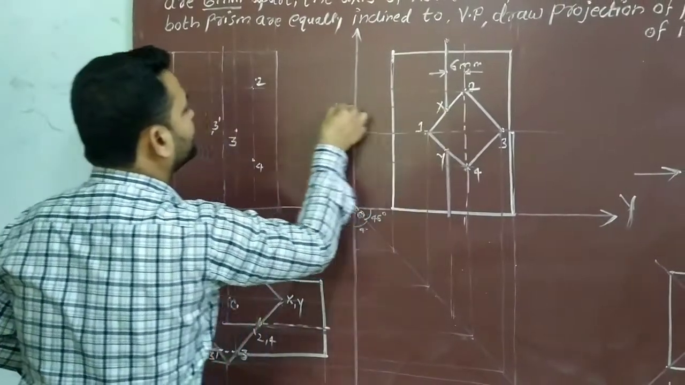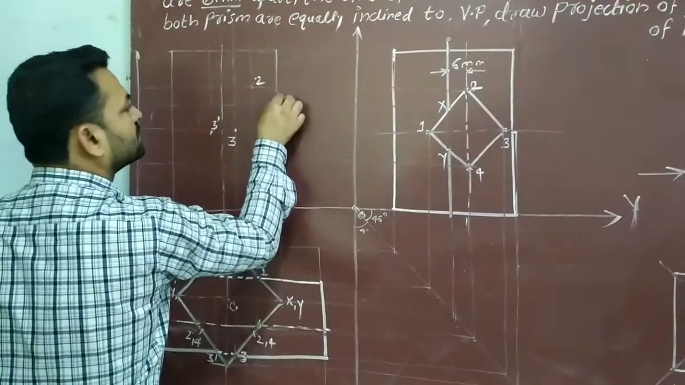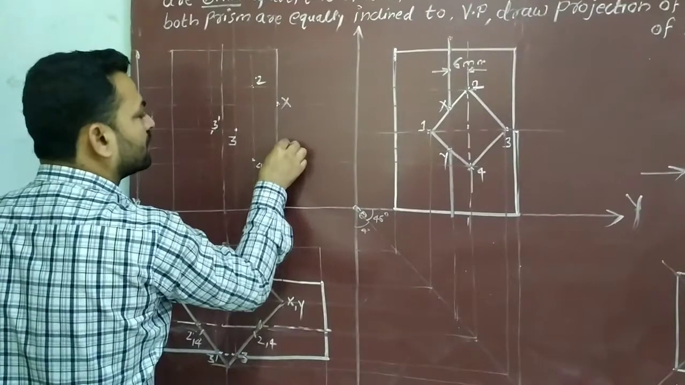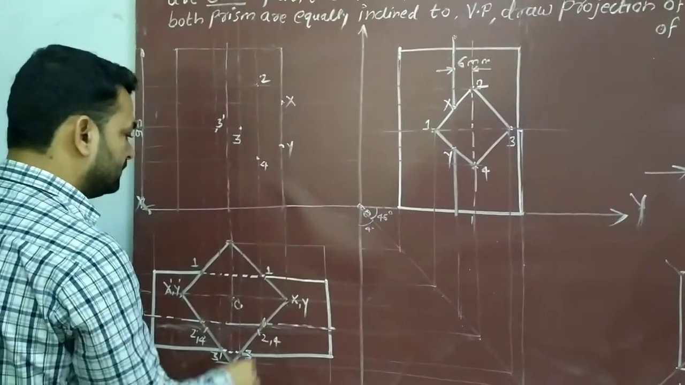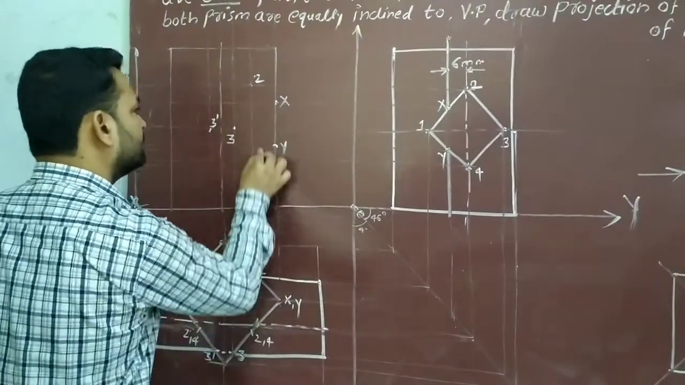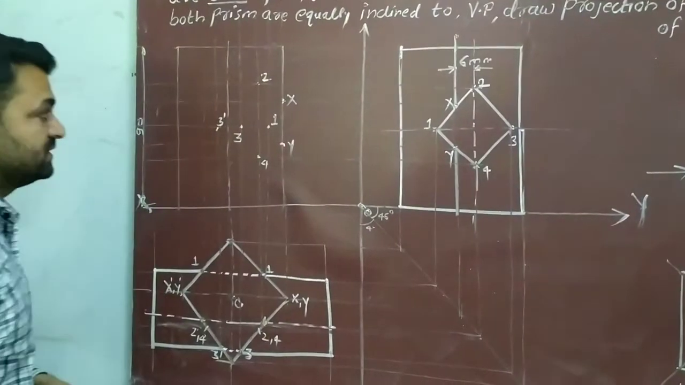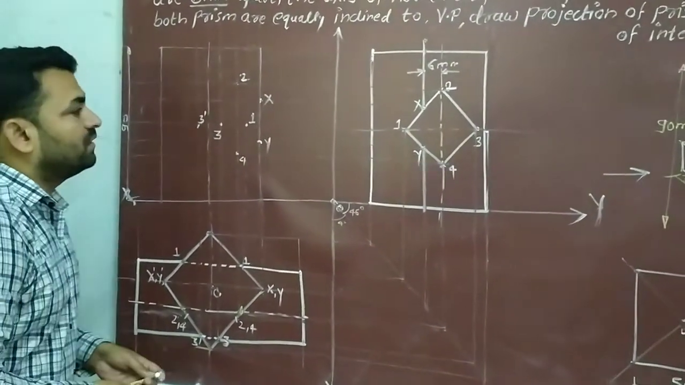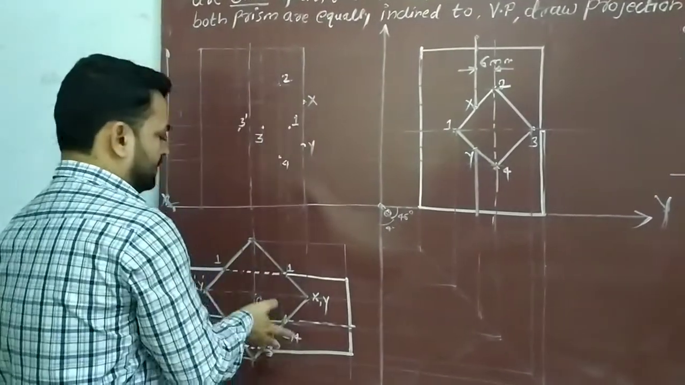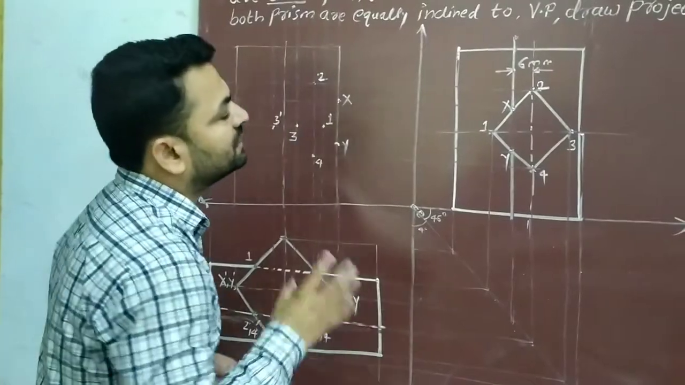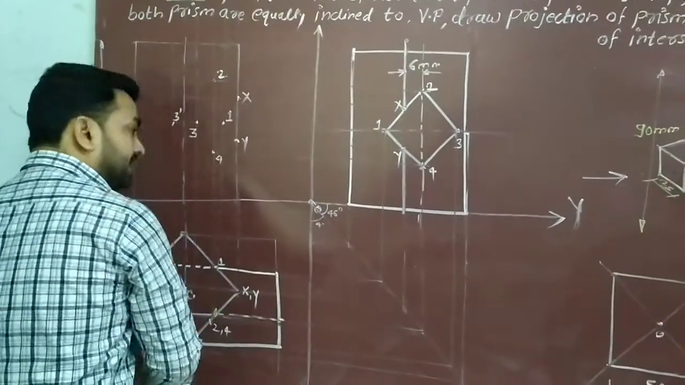Then points x and y are on the vertical line. So here is point x. Here is point y. And finally, point 1 is there. This is point 1. So these are all 4 points. We have taken projection of these from top view to front view. Now we have to clear the curve of intersection.